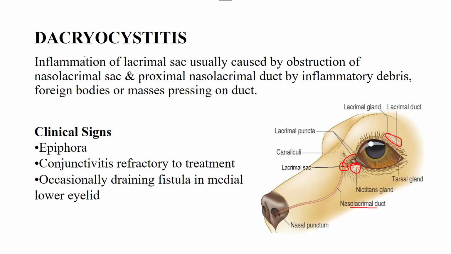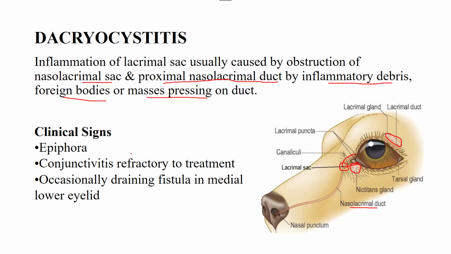When we talk about dacryocystitis, basically it is an inflammation of the lacrimal sac, usually caused by obstruction of the nasolacrimal sac or proximal nasolacrimal duct by inflammatory debris, foreign bodies, or masses pressing on the duct. So basically, what they are saying is this sac or this duct gets obstructed. It can get obstructed due to any debris, any foreign body, or any mass that presses on the duct.